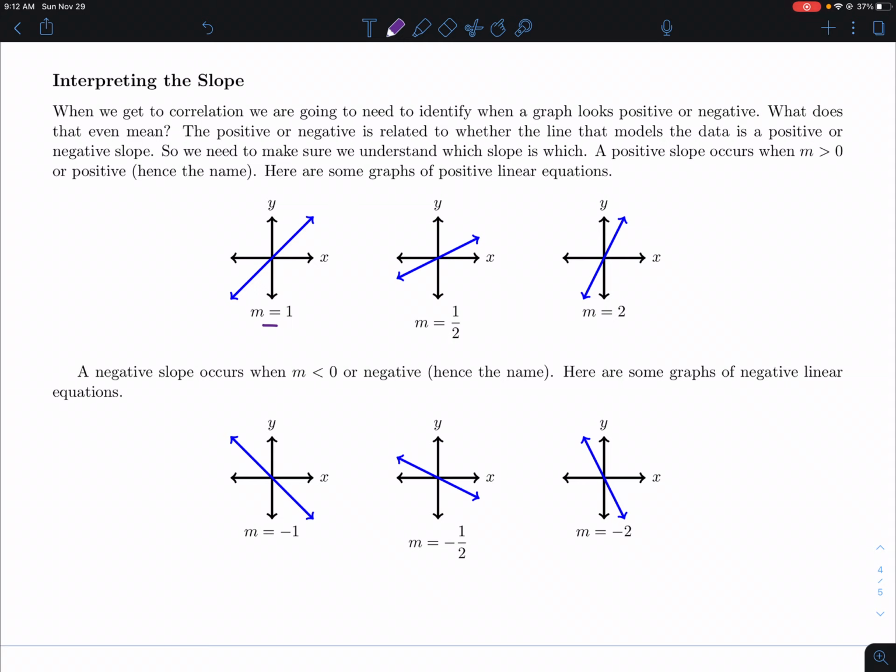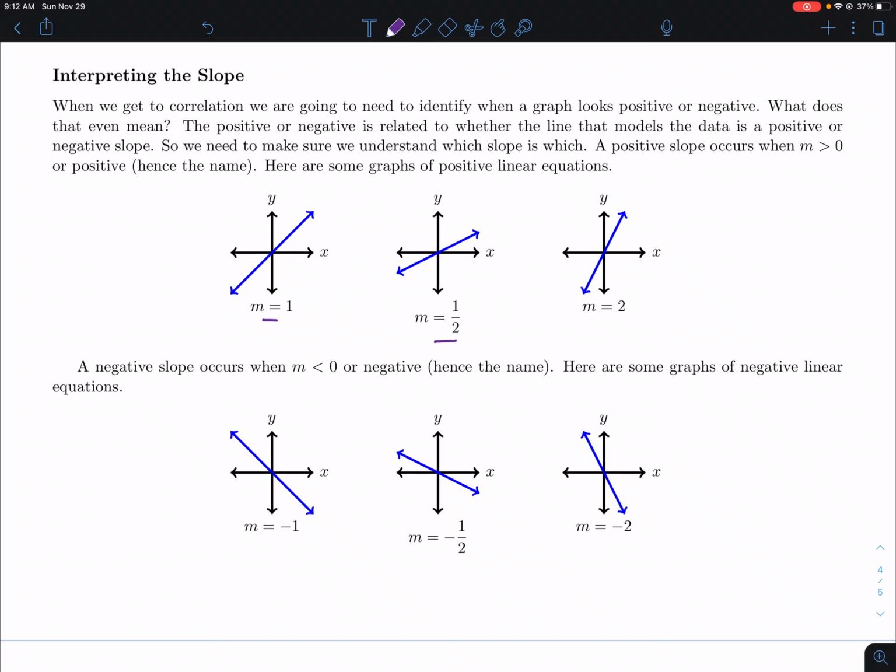So notice since it's positive, it kind of increases as we go from left to right. So here's a slope of 1/2, so it still increases as we go left to right, but it's a little bit flatter than 1. And then here's m equals 2, and so it's steeper than either of these two, but again, it increases as we go from left to right.